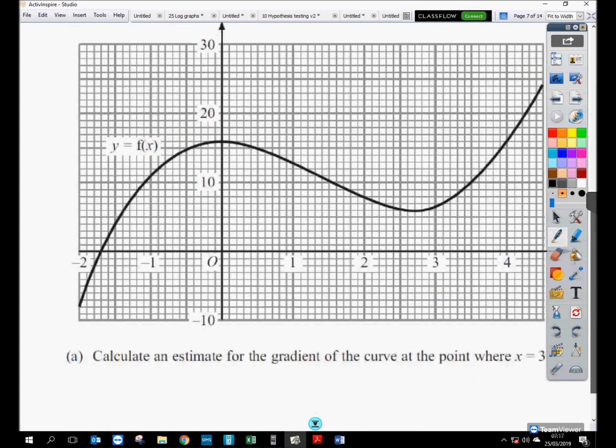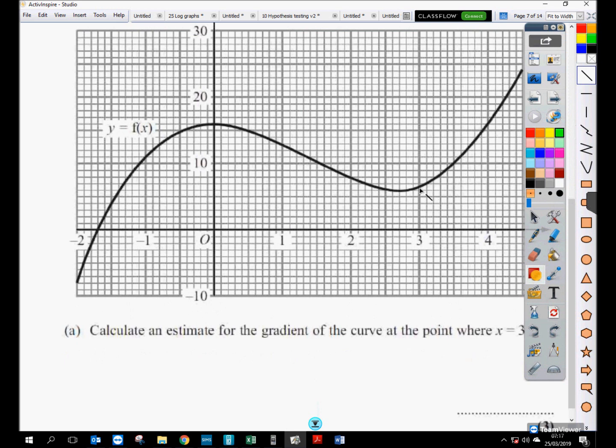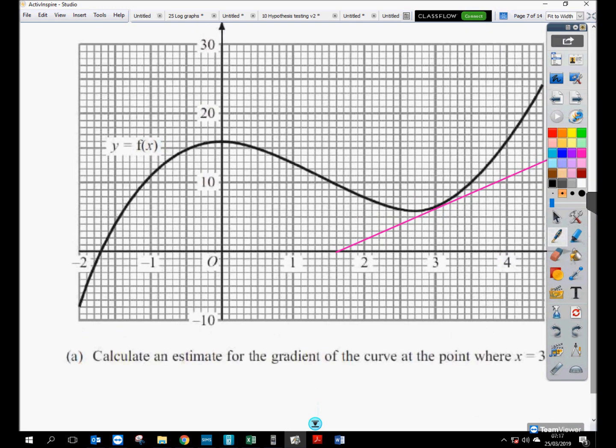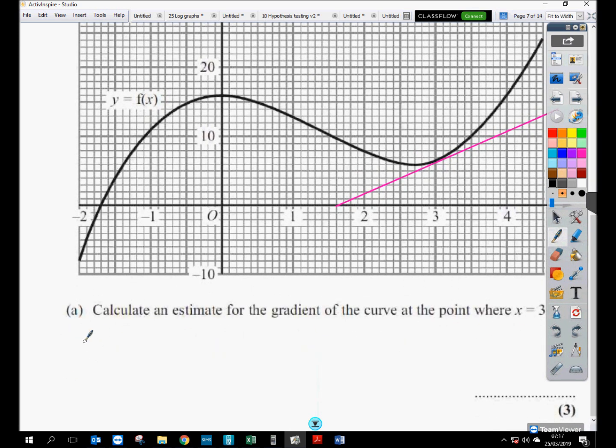Okay, next question, estimating the gradient when x equals 3. What you need to do is draw a tangent at 3 to begin with. Let's take some skill. It's got to be exactly at 3. Now, you line your ruler up so that it touches exactly at 3. Now find two points on your line. These are some from earlier. I have 1.80 and 4.11.